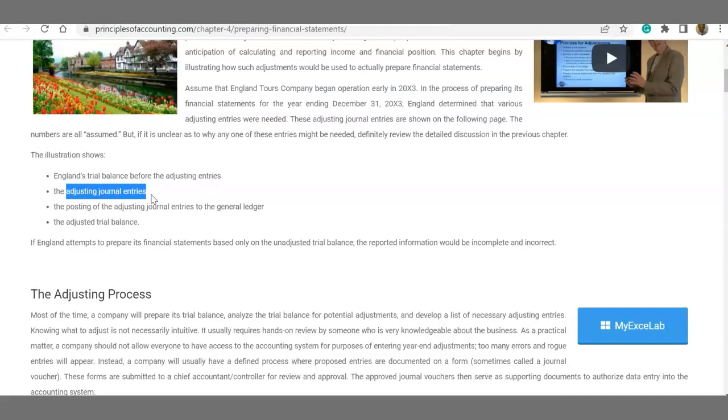After adjusting journal entries are saved and posted to the general ledger, then you prepare your post-adjusting trial balance. You post the adjusting journal entries to the general ledger, and then you prepare your final adjusted trial balance. Using the adjusted trial balance, now you can prepare your financial statements. So financial statements data comes from the adjusted trial balance.